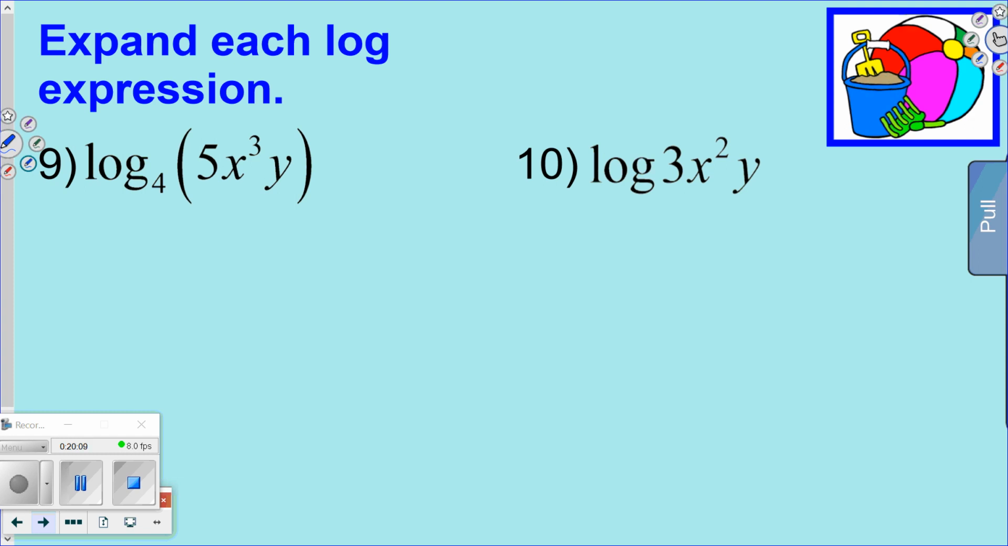Number 9, she's just grading the vocab. Number 9, expand each log expression. So again, I'm asking you to expand. It means you're putting log on everything. So on number 9, how many times will you write the word log? 3 times. All right. So the fact that this is in parentheses, is that any different than this one over here that does not have parentheses? It is not any different. Nope. It means the same thing.